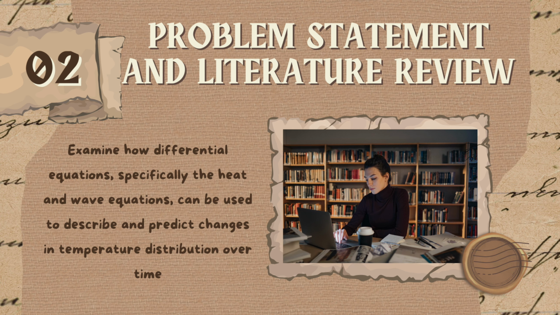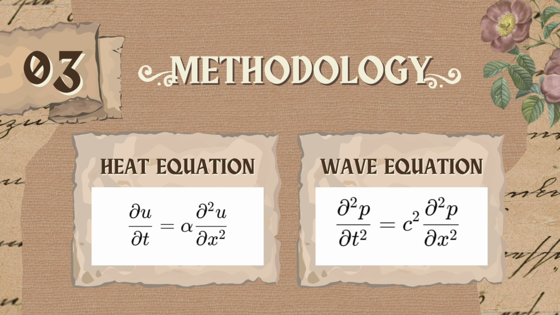So, for the problem statement and literature review, the primary goal of this project is to examine how differential equations, specifically the heat and wave equations, can be used to describe and predict changes in temperature distribution over time. By simulating these equations, I aim to understand their behavior and their application in weather prediction. So next, I will talk about the methodology.